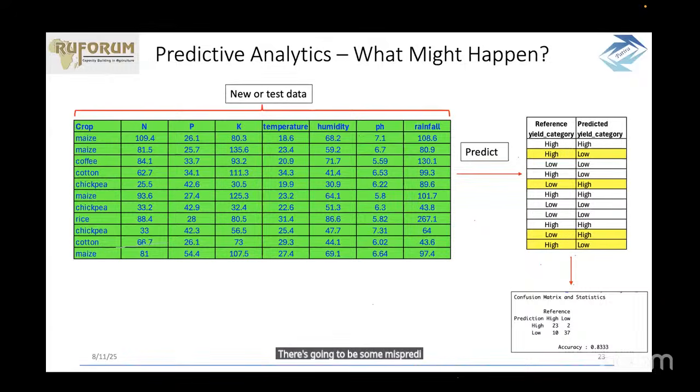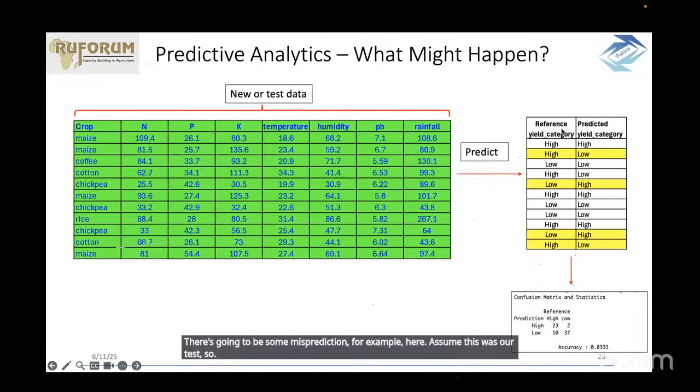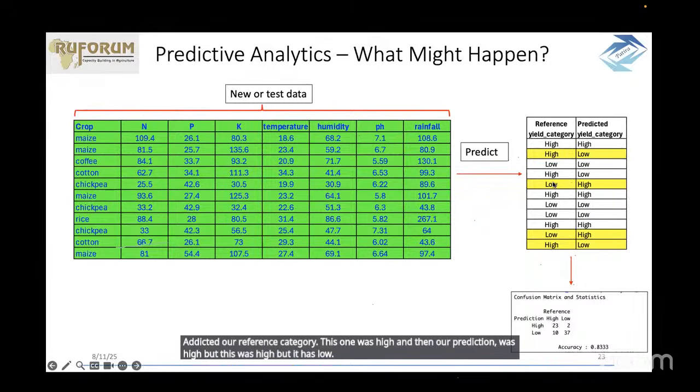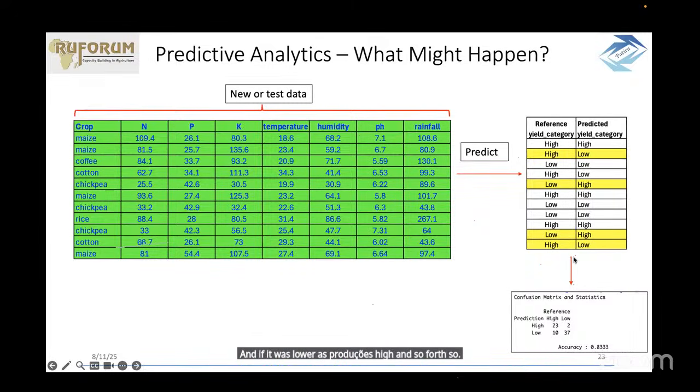For example, here, assume this was our test. We compare against our reference category. This one was high, and our prediction was high. But this was high, and it was predicted as low. And this was low, and it was predicted as high, and so forth. So in data science and statistics, you have to have at least a matrix that will help you with these methods, so that when you use them in the future, they're reliable. We're going to cover that I think on either Wednesday or Thursday. So that's what predictive analytics does, okay?